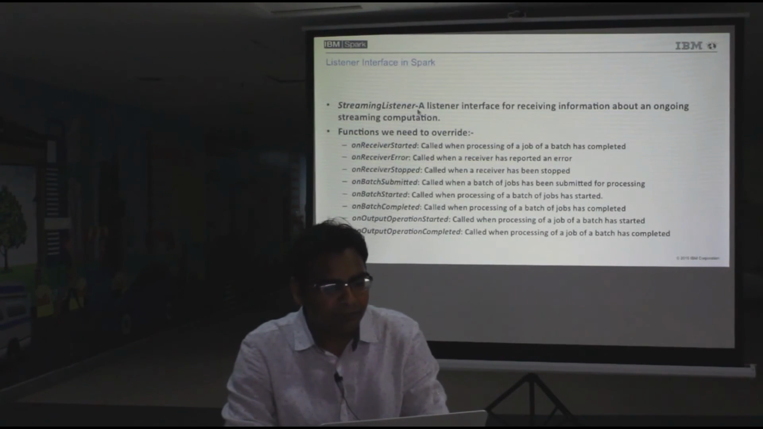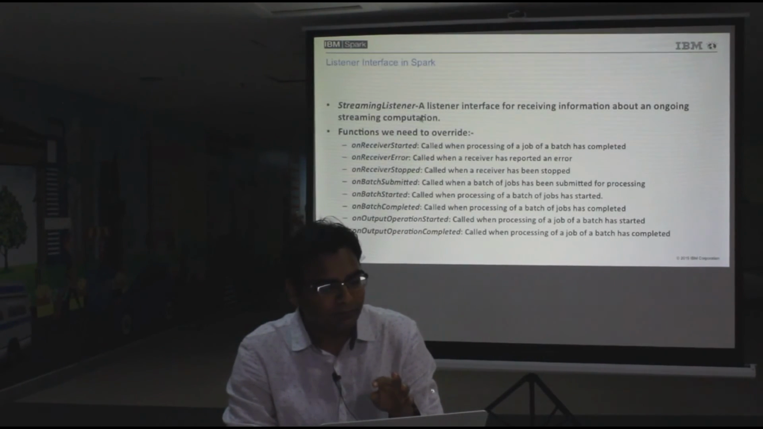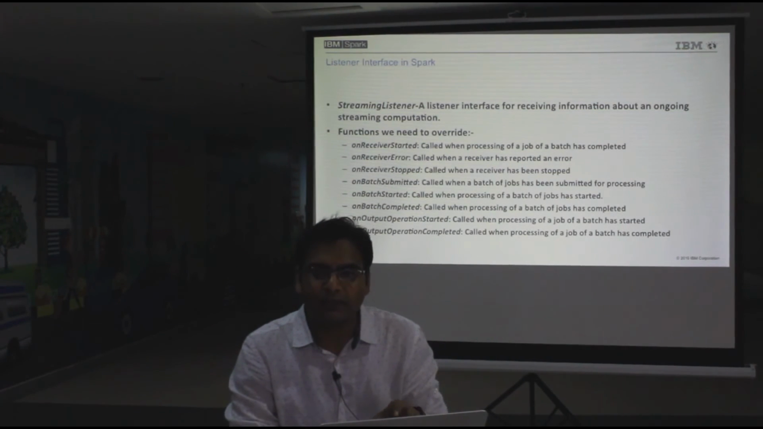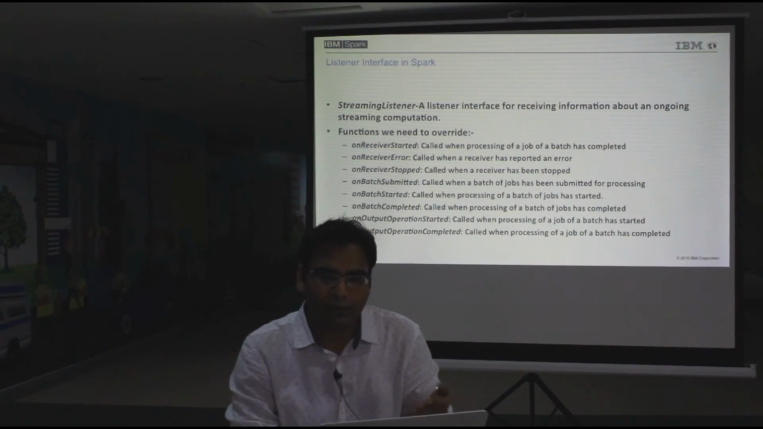streaming listener. In this streaming listener, they internally have a streaming listener interface. In that interface, they have functions like on receiver start, on receiver end, on job start, on job end, on batch submitted, on batch completed. So what we can do is write our own class, extend this class, and implement all these functions. And in those functions, we can tell Spark what to do when a batch gets completed, or when a receiver gets completed or starts.